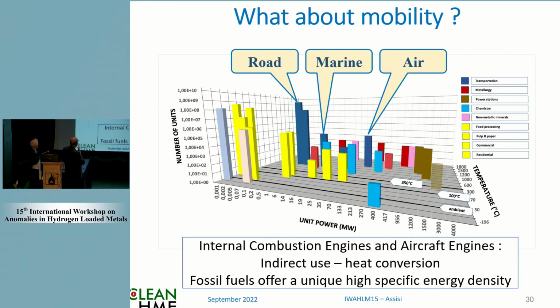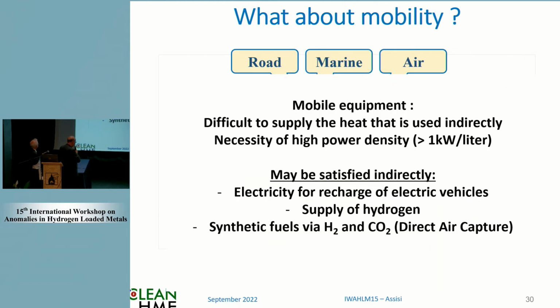So for the mobile equipment, it might be difficult to supply the heat we need for these moving things because of the necessity to have a high power density. But this mobile equipment may be satisfied by electricity, for example, to recharge your electric vehicle, or to supply hydrogen, or to make even synthetic fuels with hydrogen and CO2.